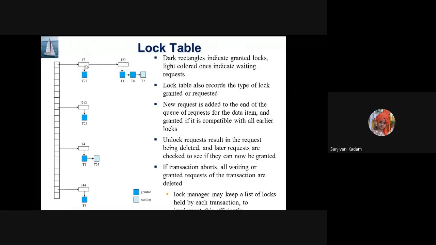So right now this blue rectangle represents that it has acquired a lock, a granted lock request, and transaction T23 has access to this I7. After that there is item I23 on which transaction T1 was granted a request. Later on T8 was granted a request, and this light color indicates that this is a pending request. Okay, so this is a pending request, this is a granted request, this is also a granted request, granted, pending, granted.